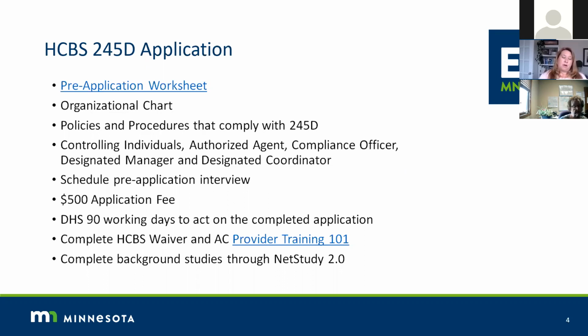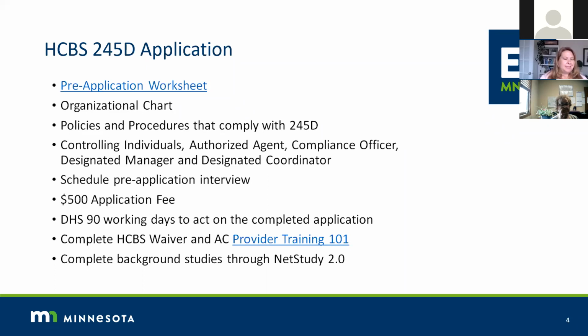Once you've gathered all these pieces together, policies and procedures, organizational chart, or information about who's employed and involved in your organization, then you can submit that and schedule a pre-application interview with a 245D licensor. And there is a $500 application fee that's payable during that process. And then DHS, the licensing, has 90 working days to review your application and make a determination.